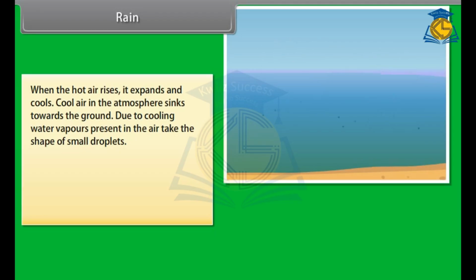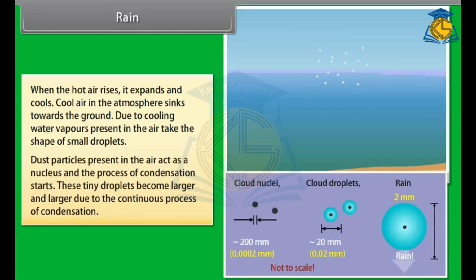Cool air in the atmosphere sinks towards the ground. Due to cooling, water vapors present in the air take the shape of small droplets. Dust particles present in the air act as a nucleus and the process of condensation starts. These tiny droplets become larger and larger due to the continuous process of condensation.